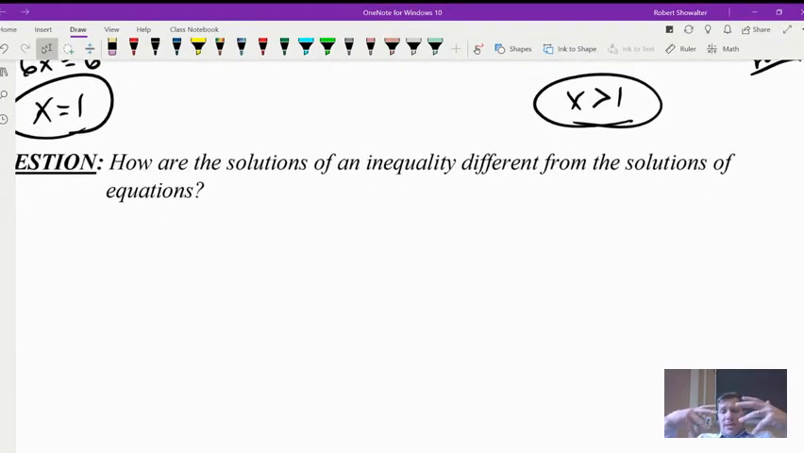For pretty much any inequality, there's an infinite amount of solutions that you could have. But those infinite solutions are within certain constraints or certain parameters. In this particular case, in the second question, it was anything that's greater than 1. Nothing less than 1 would actually work for it.